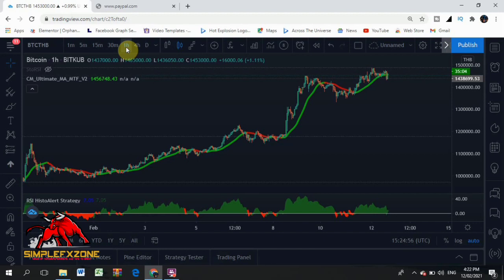Scalping is not easy, let me put it that way. But use 1 hour for it to be more profitable, because number one, the chart will be very clean. You will know the direction easily.